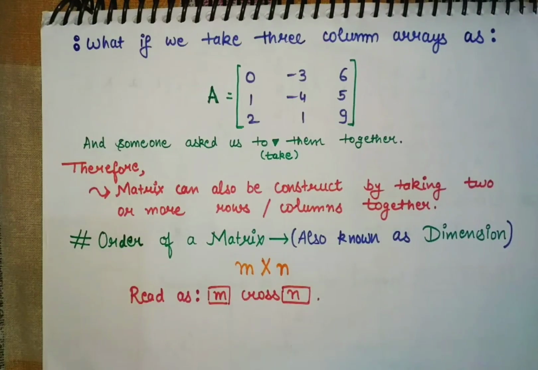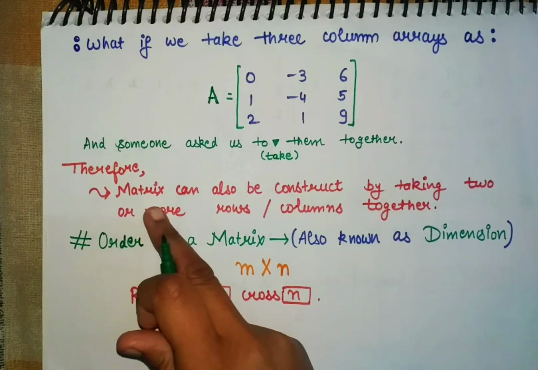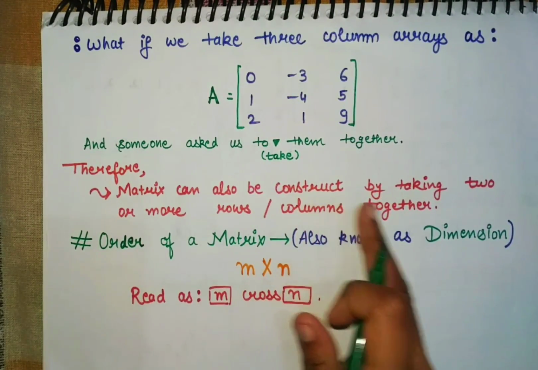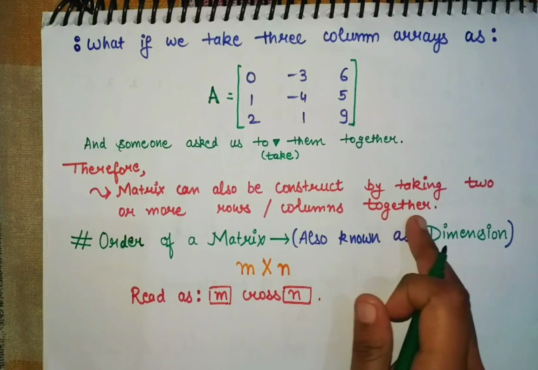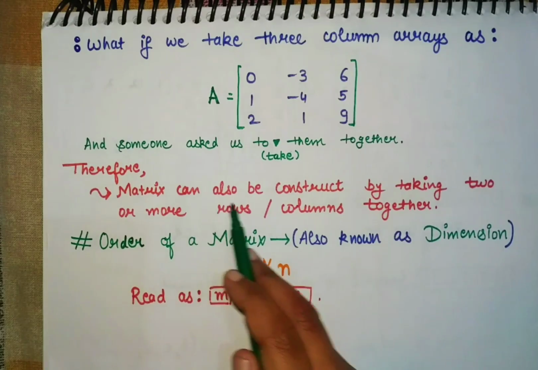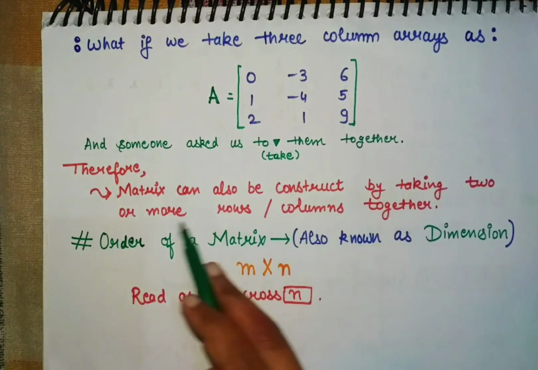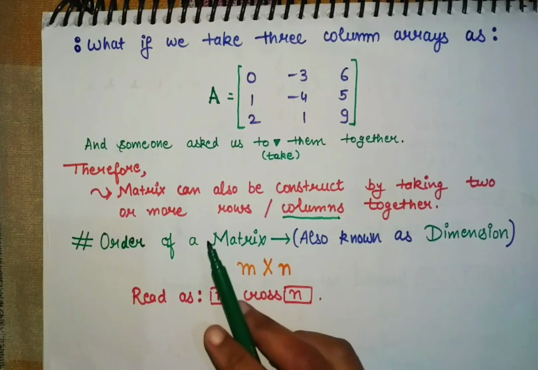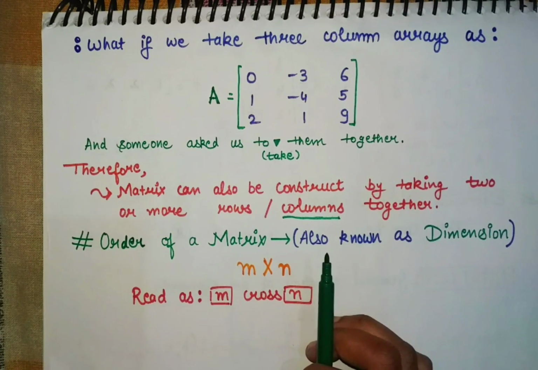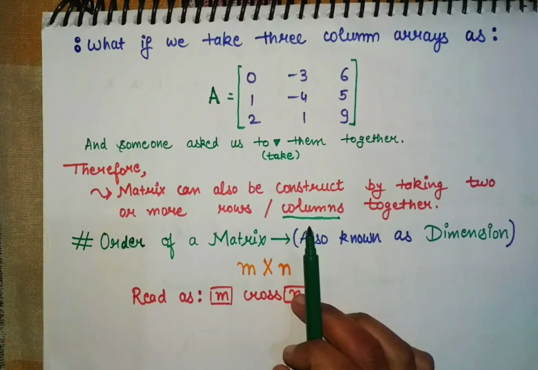Therefore, a matrix can also be constructed by taking two or more rows together. Yes, it can also be constructed by taking two or more columns together. Both lines are the same as they converge to the meaning of a matrix.